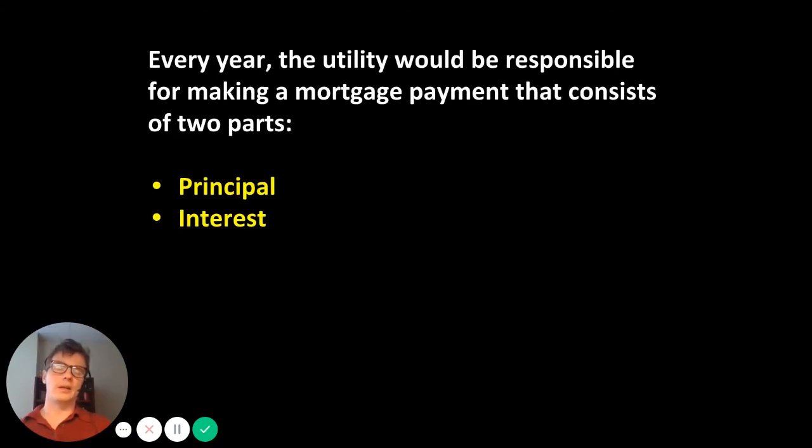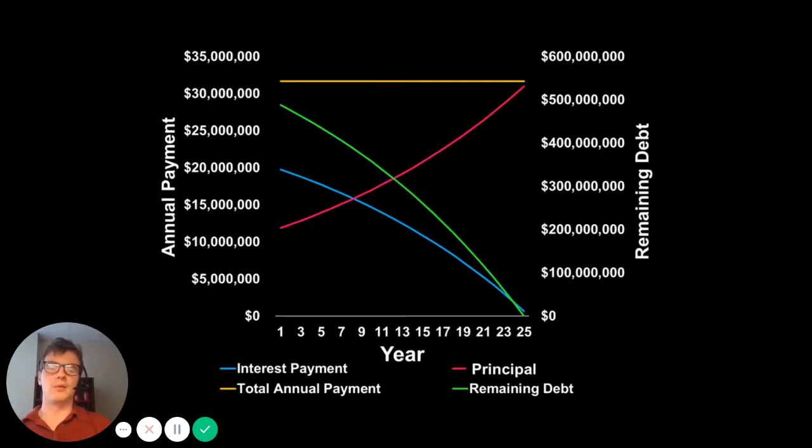And what we would get out of that is some sort of regular annual payment that the utility would be responsible for making. This mortgage payment would consist of two parts: principal and interest. And we've seen this time and time again, right? So if we borrow $500 million at a rate of 5% over 25 years, the annual payment turns out to be about $33 million. And we pay that every single year.